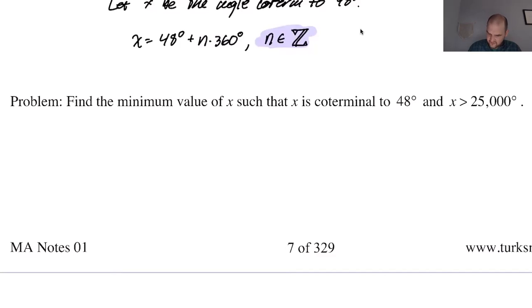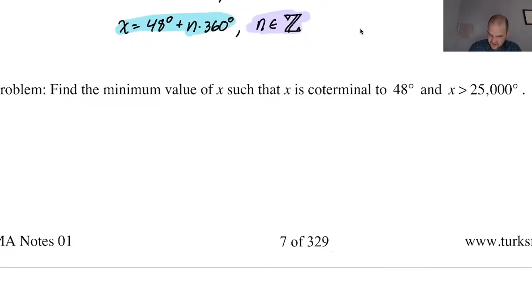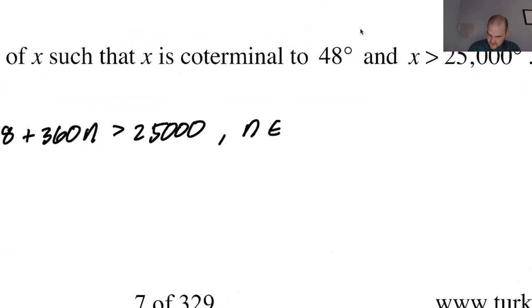Find the minimum value of x such that x is coterminal to 48 degrees and x is greater than 25,000. Well, this is actually not that bad because we already know what x is. X is this. So I'm just going to say that I need 48 plus 360n to be greater than 25,000, but also I need n to be an element of the integers.